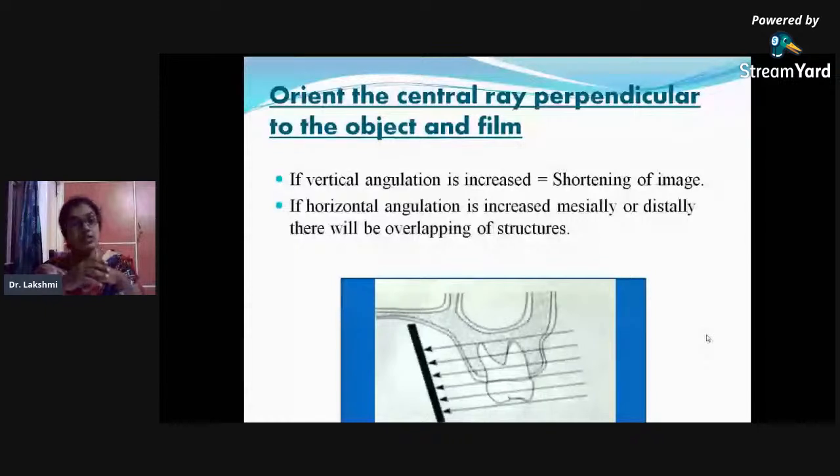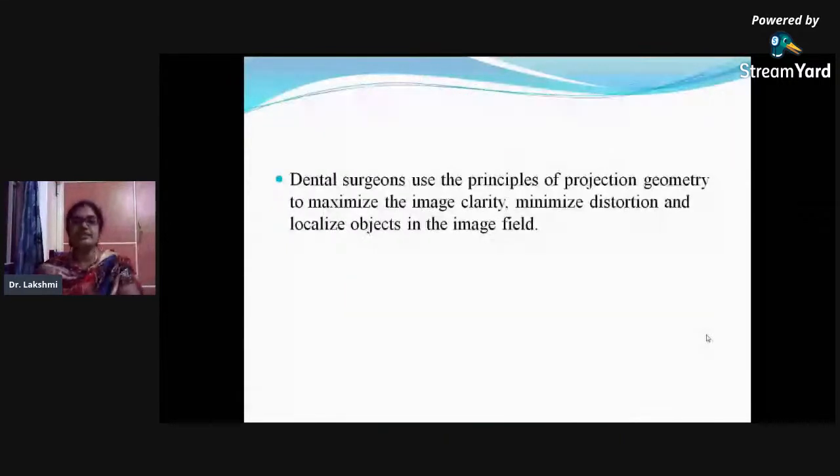If horizontal angulation is increased, mesially or distally, that is the position of the cone, there will be overlapping of the structures. That also happens in image distortion. Basically, dental surgeons use the principle of projection geometry to maximize the image clarity, minimize the distortion, and localize the objects in the image field. I hope you have understood what exactly is projection geometry, because these are the principles which are put into use for taking any radiograph, be it intraoral, periapical, bite wings, occlusal, and the various extraoral projections.